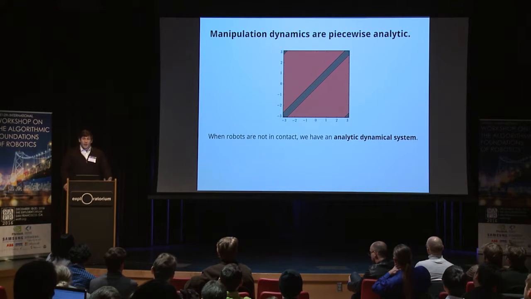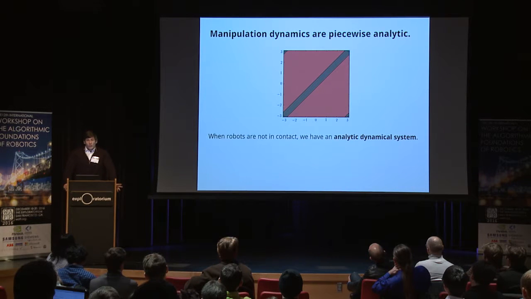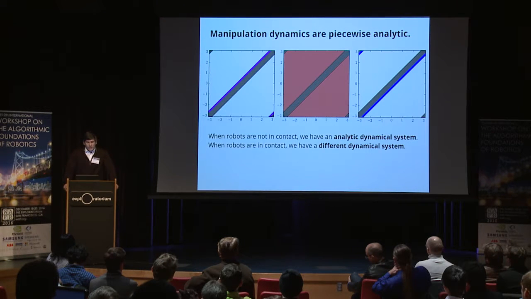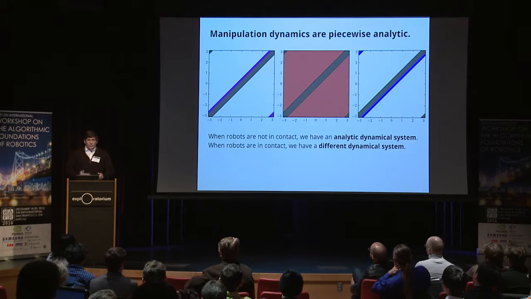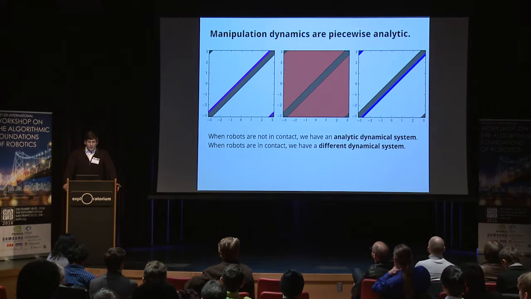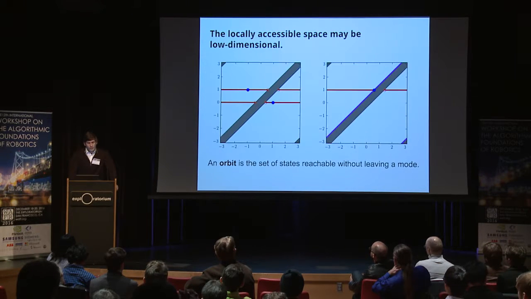What's going on here is that these dynamics are piecewise analytic. When the robots are not in contact, we have an analytic dynamical system for which planning is relatively easy. But when the robots make contact, we enter a new dynamical system. Again, this is another analytic dynamical system, and planning is still easy. But these dynamical systems are different. Neither one of them is locally controllable, and we can reach different parts of the local configuration space depending on which mode we're in. So this is a system that is globally controllable, but neither mode is locally controllable. The important thing is that they are locally controllable in different ways.